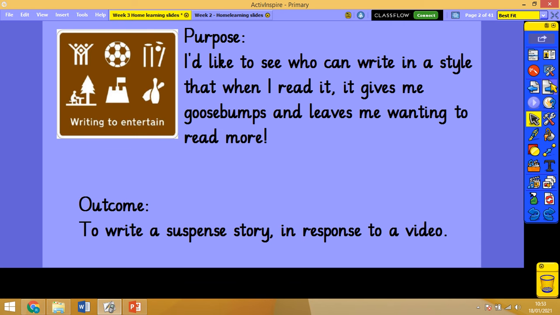So our purpose for writing, we started writing our story last Thursday, we're going to continue it today. And our purpose is to write in that style that when me, Miss Frost or Miss Wallace read it, it gives us goosebumps and leaves us wanting to read more. And we are writing a suspense story in response to the David Guetta video.